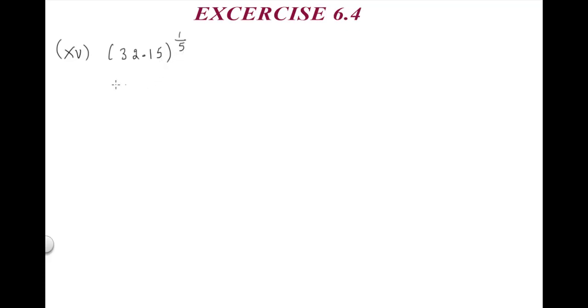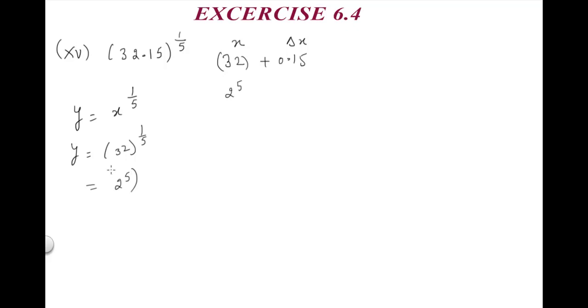So we see that it is 32, which can be written as 2 to the power 5, plus 0.15. So 32 will become x and delta x will become 0.15. Now y is of the form x to the power 1 by 5. We will find y as x is 32: 32 to the power 1 by 5. 32 is what? 2 to the power 5. Whole power is 1 upon 5. So we have y equal to 2.